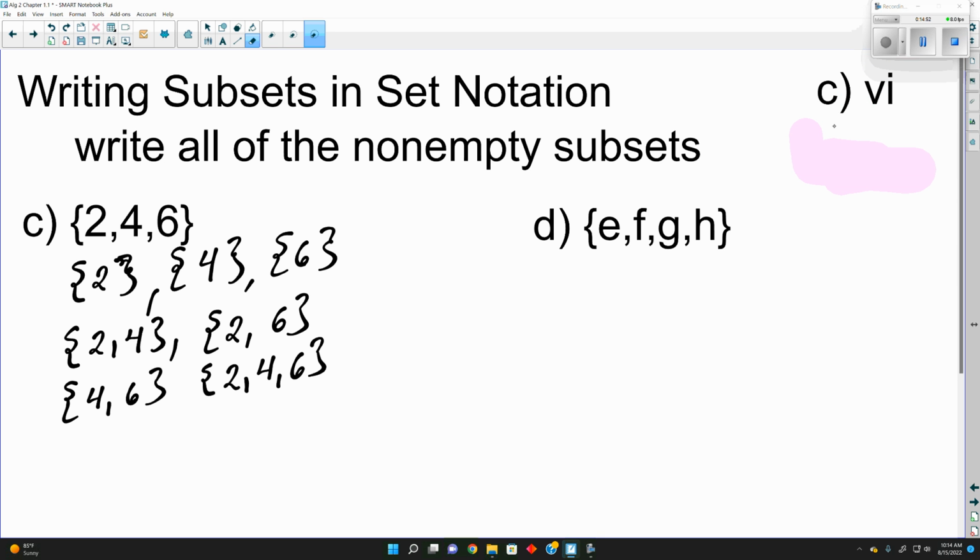1, 2, 3, 4, 5, 6, 7. Yep, 7. Nope, 6. What am I? 1, 2, 3. Yeah, there should be 7. Because we have 1, 2, 3, 4, 5, 6, 7. Yep, those are all of them.